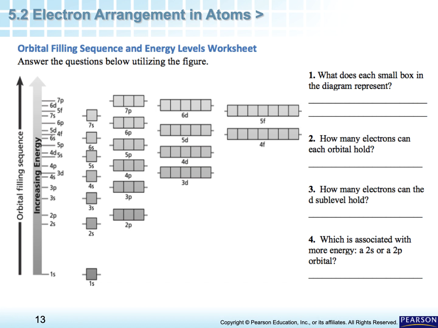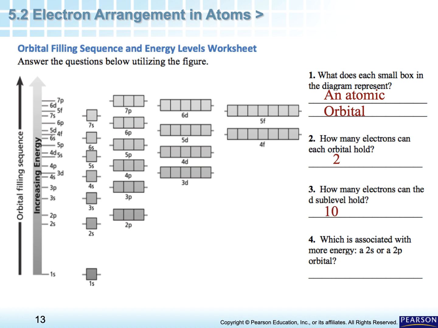So what does a small box represent? An atomic orbital. How many electrons can each hold? 2, just like 2 shoes in a box. How many electrons can the D hold? Well, if you look, there's 5 boxes. So if there's 2 electrons per box, 2 times 5 is 10.